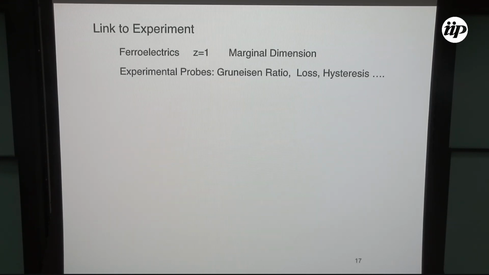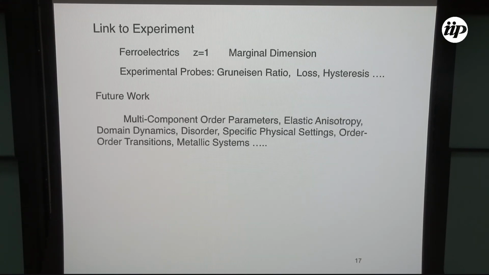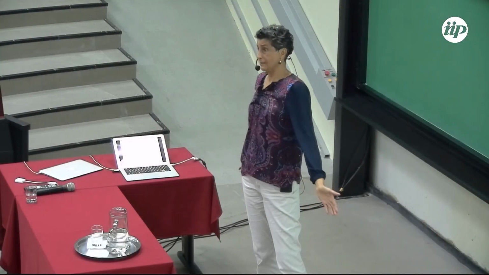Okay, so what are experimental probes? Grüneisen ratio, I already mentioned that with strontium titanate. Hysteresis. Future work. Multi-component order parameters. Okay, that's a little bit trickier because the specific heat exponent is crucial for a scalar order parameter. It's positive, but it'll be negative for multi-component order parameters, and so that probably means that we expect classically a tricritical point. Elastic anisotropy, that's very important in these systems. Domain dynamics, disorder, specific physical settings, and of course metallic systems.